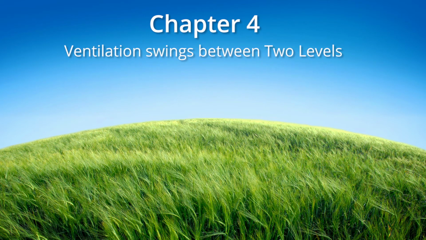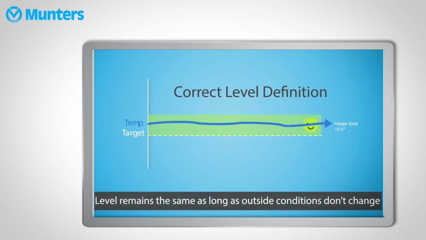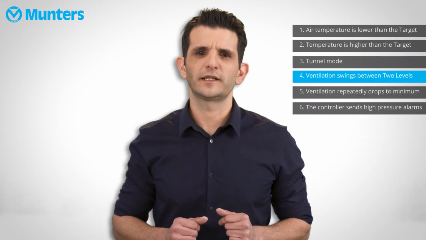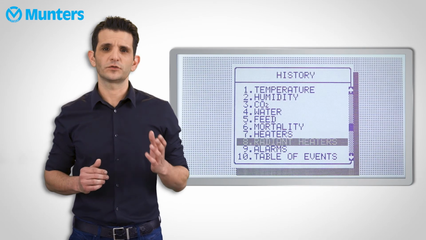Ventilation swings between two levels. As growers, our aim is to maintain a very stable climate in the house, and to find a level that is suitable for the day and maintain that level for as much time as possible. History data is a very good tool to monitor and see that we are indeed running very smoothly and not bouncing between levels. Select History menu and then History View.